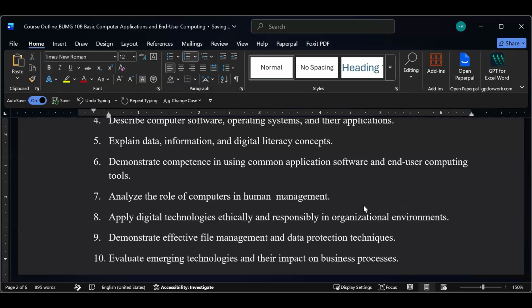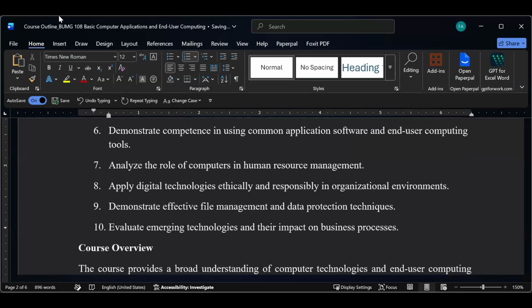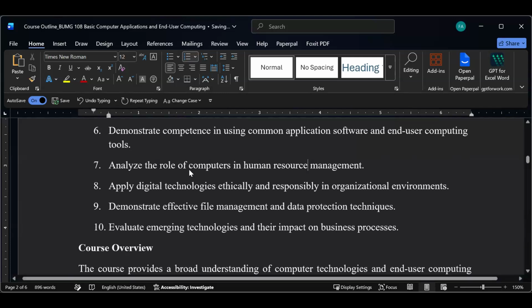The role computers play in human resource management. And there are a number of them. And then how we apply digital technologies ethically. Yes, there is a growing use of information technology, emerging technology, and artificial intelligence, Internet of Things, cloud computing, blockchain. All these things are being utilized.